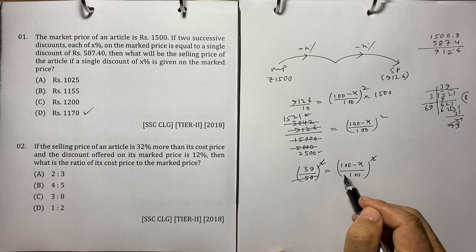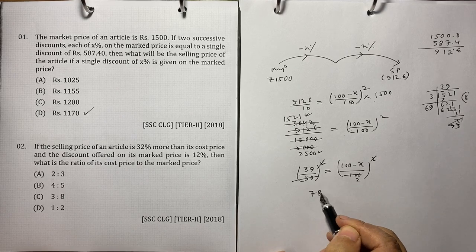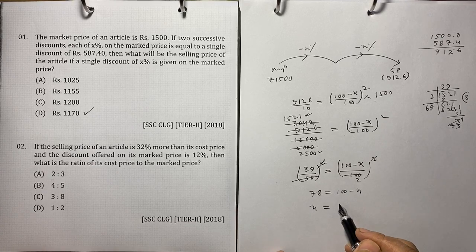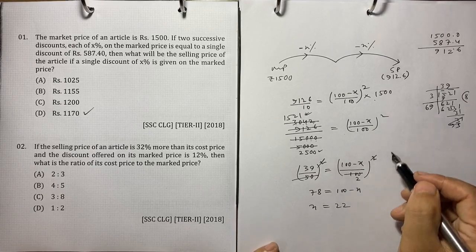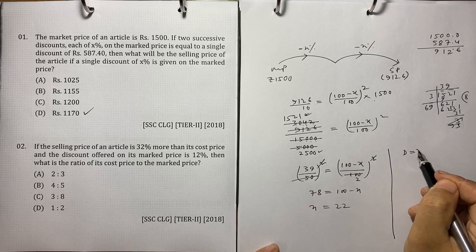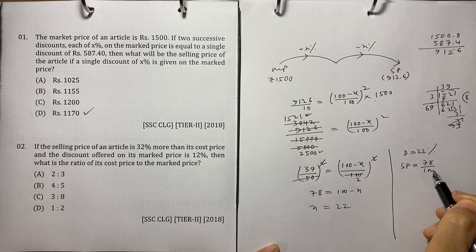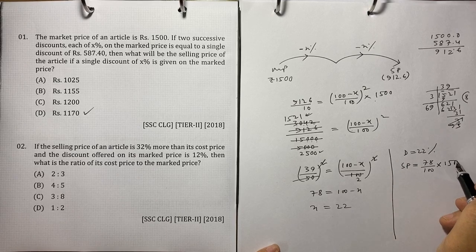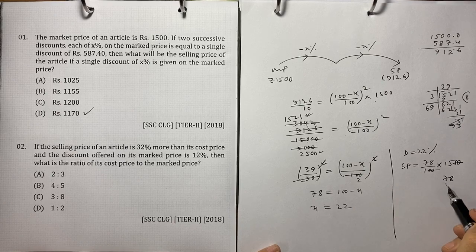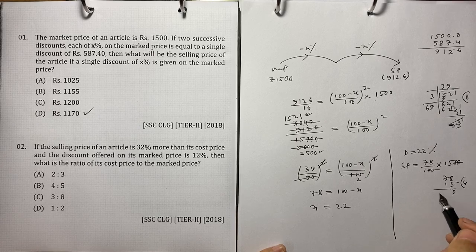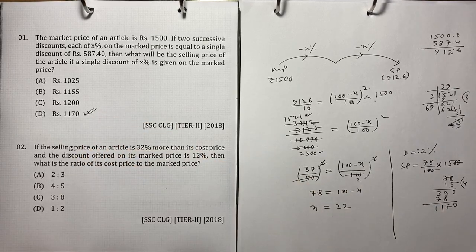The squares cancel, so 39 over 50 equals 100 minus x over 100, which gives 78 equals 100 minus x. So 100 minus 78 is 22, the discount is 22%. Now the selling price will be 78 divided by 100 into the mark price 1500. Cancelling, 78 into 15 is 1170. So this will be the answer.